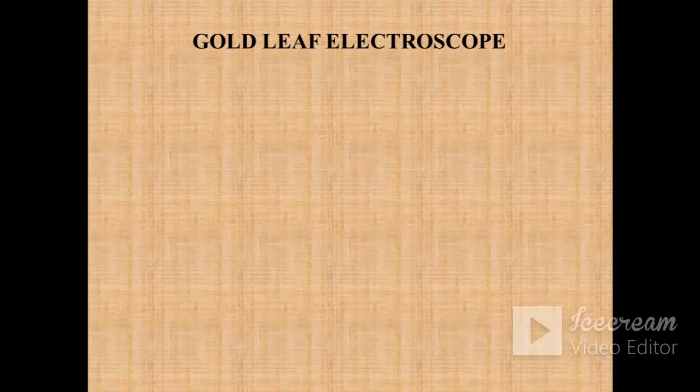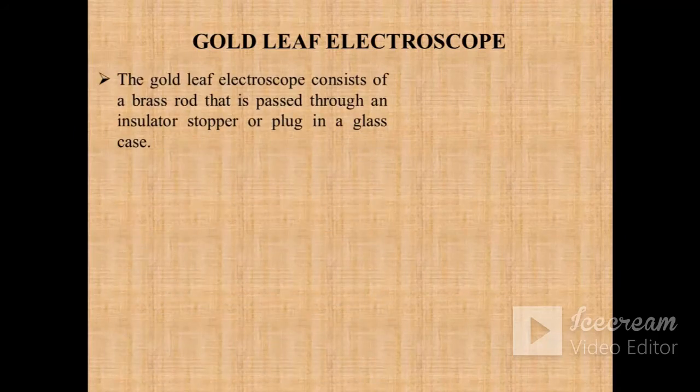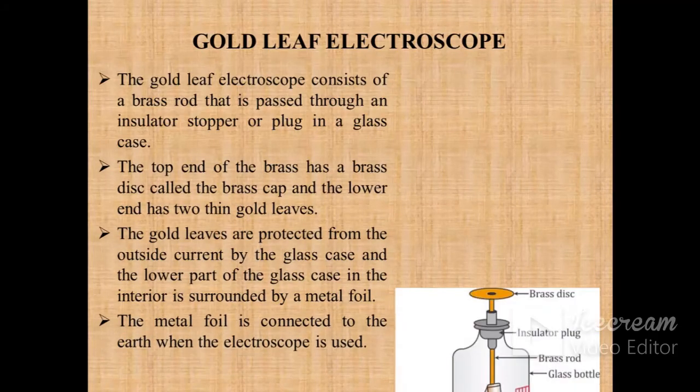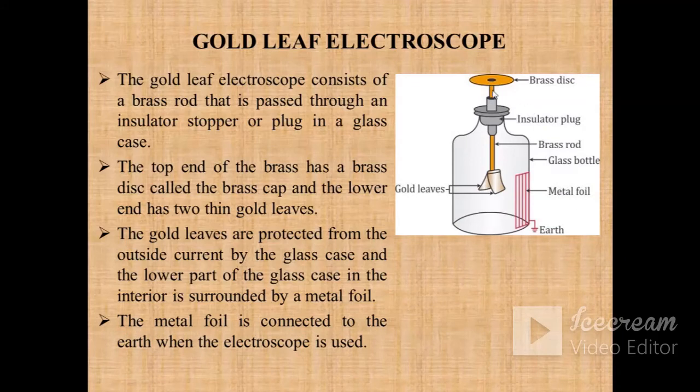Next in discussion is the gold leaf electroscope. A gold leaf electroscope consists of a brass rod that is passed through an insulated stopper or plug in a glass case. Again, the insulated stopper has been used so that there is no flow of charge from the body to the ground. The top end of the brass rod has a brass disc called the brass cap, and the lower end has two thin gold leaves, because gold is a good conductor of electricity. Then the gold leaves are protected from outside air currents by the glass case.